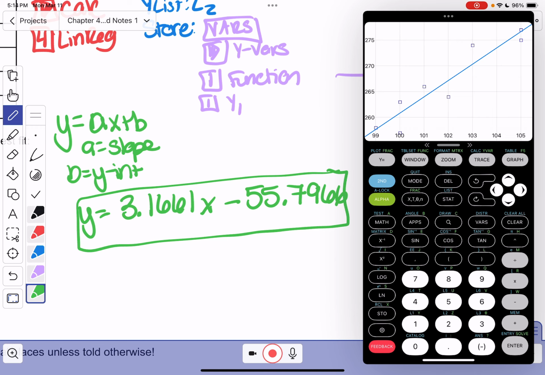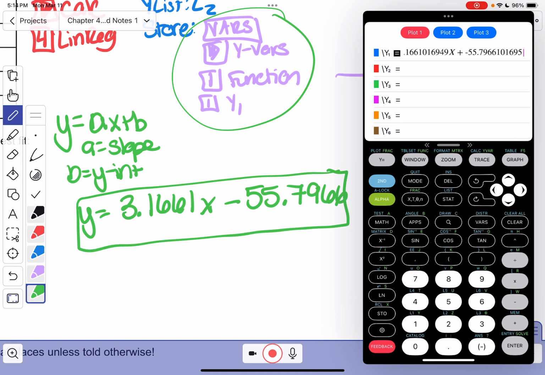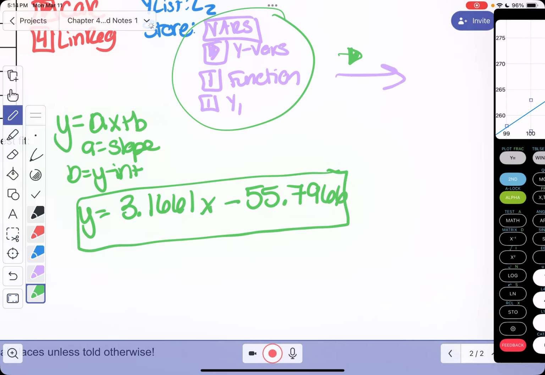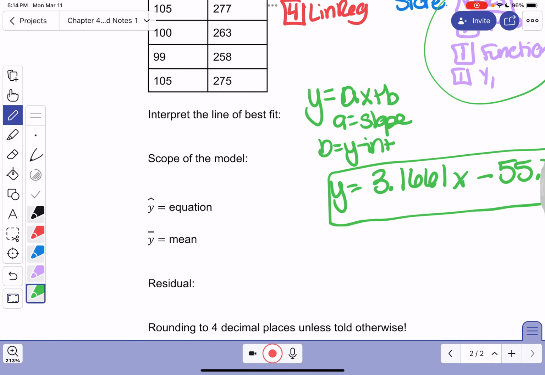Now, if we hit graph again, from where I had that scatter plot, by storing this in y1, that's what draws the line there. The calculator wrote that equation in y1. If you don't store it, you can type it yourself if you end up needing it. But now that line can be used to make predictions. So we'll come back to that.